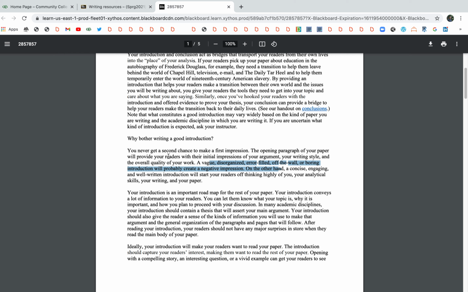So, like, don't start your paper with "What do you think of when you think of education?" or "Have you ever had an experience with something like this?" It's just vague. It's kind of easy. It's cliche. Start your paper off with a declarative statement.